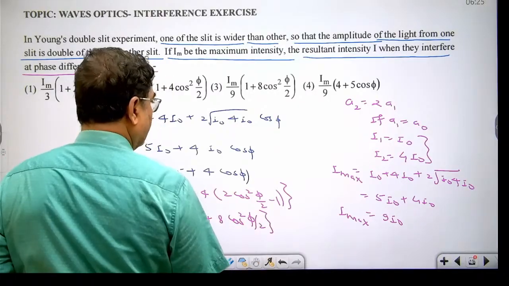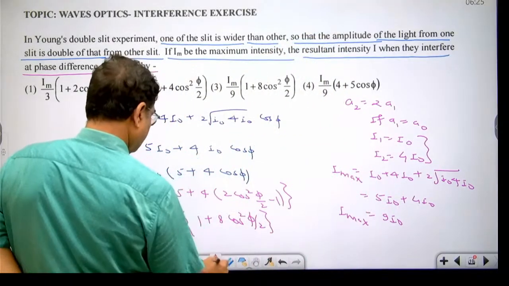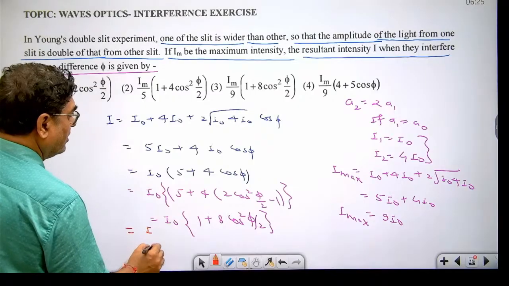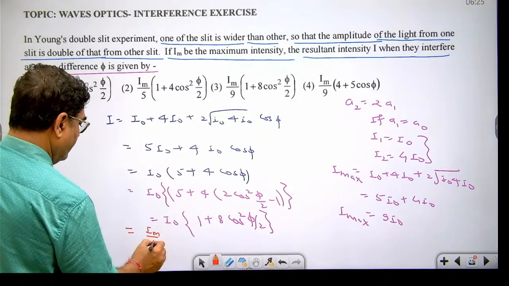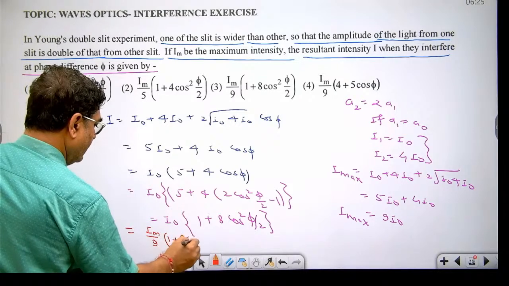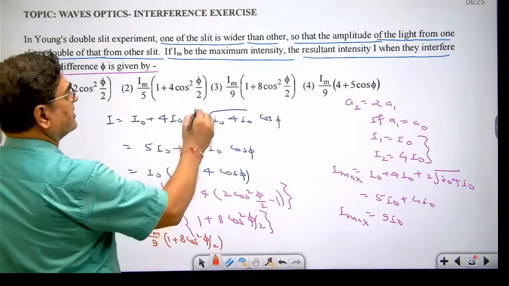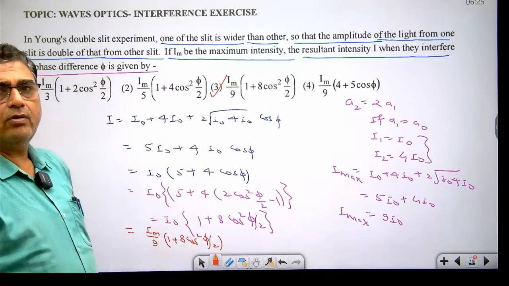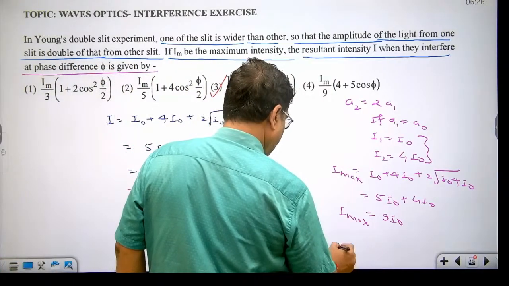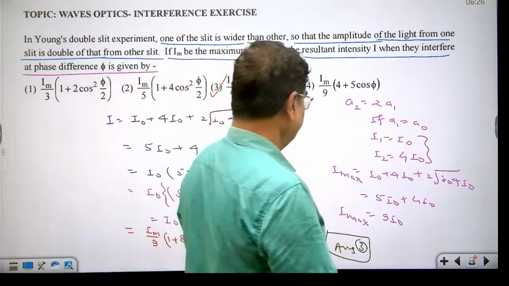Okay. And what is I node? I node is I maximum upon 9. So answer to the given question is I maximum, that is Im upon 9 (1 plus 8 cos square phi by 2). Out of 4 choices, the correct choice is option 3. Option 3 is the correct choice for the question. So we will tick option 3 as the correct answer. Okay.